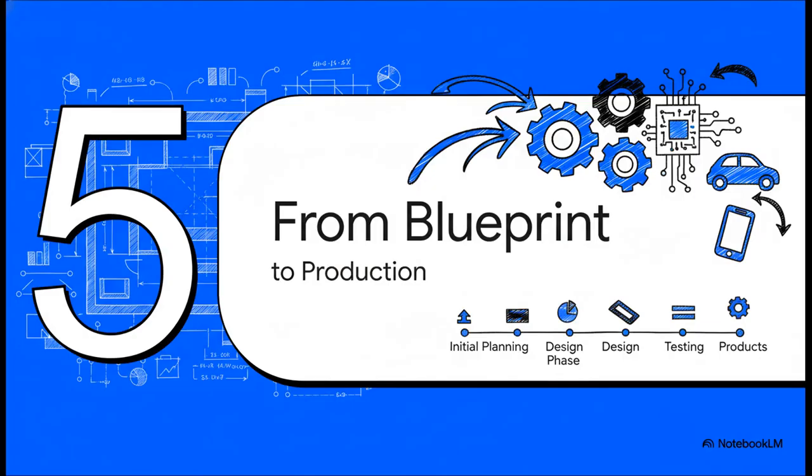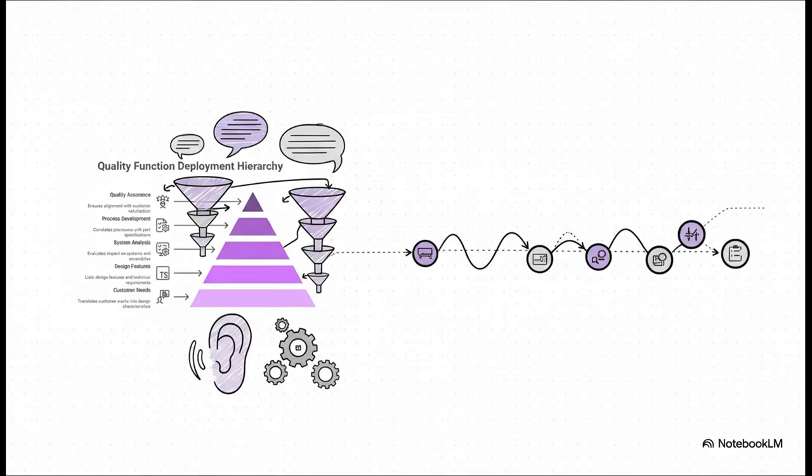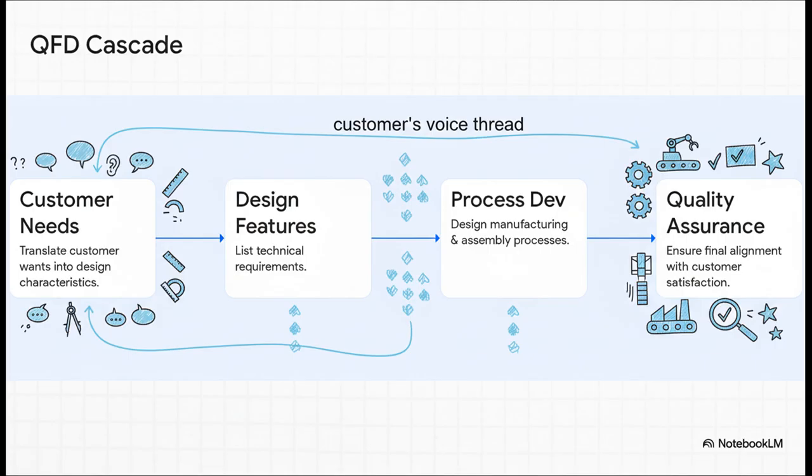But QFD isn't just a one-time planning tool that you do at the beginning. No, its influence actually cascades down through the entire development lifecycle. You see, the House of Quality is really just the first step in a much bigger process. You can think of it like a series of connected houses, where the outputs from one phase become the inputs for the next one. This is how you make sure that the original voice of the customer echoes through every single decision. And this is exactly how that chain reaction works.